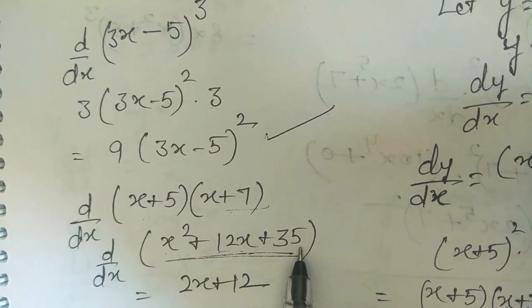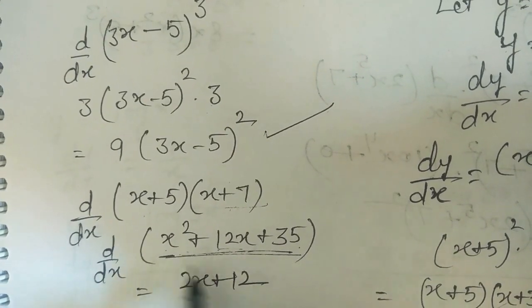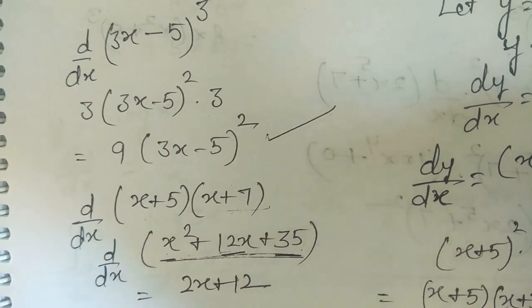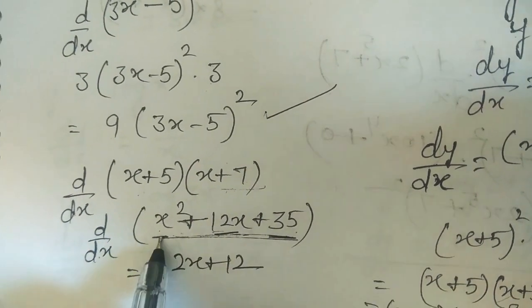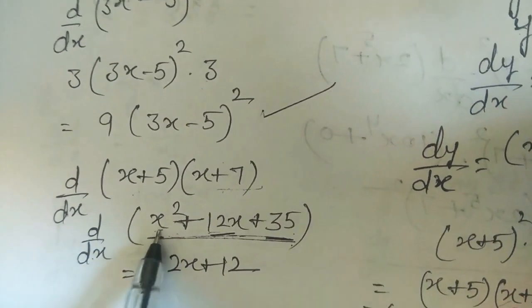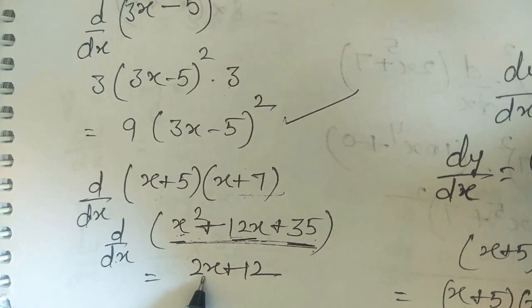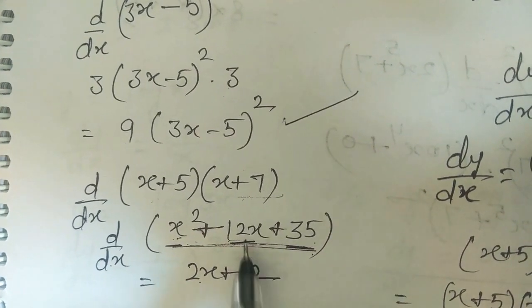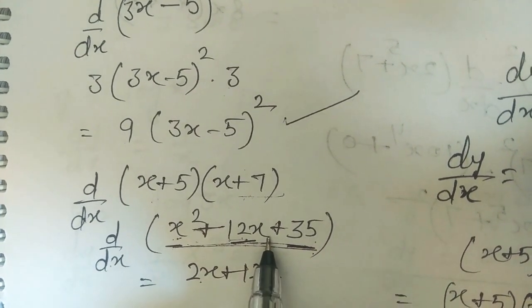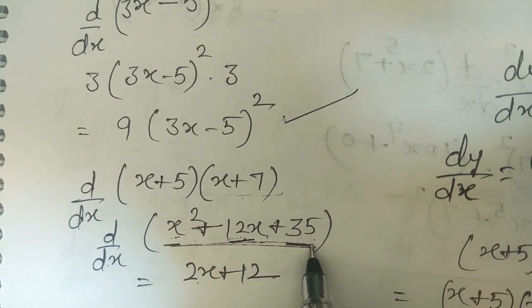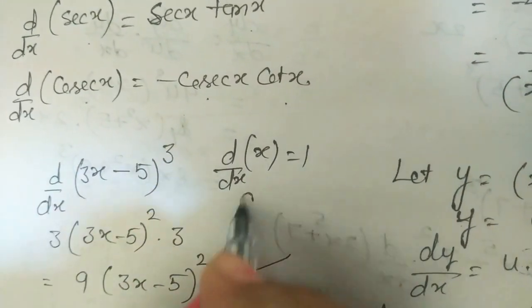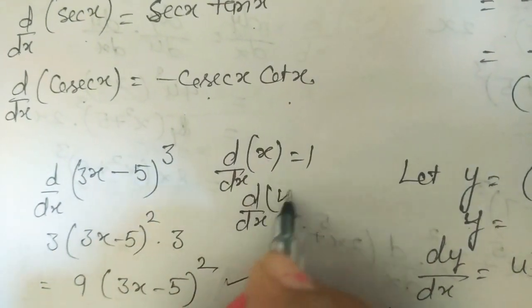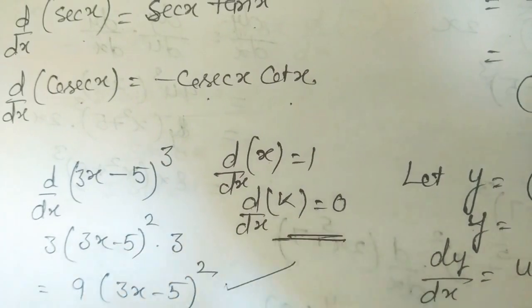And what is the derivative of this? We will take the derivative of this plus this plus this. Okay. So if we take the derivative, the plus sign is here, we will take the derivative of all terms. What is the derivative of x square? 2x. What is the derivative of 12x? 12 into the derivative of x, which is 1, and the derivative of 35 is 0. Because we know that the derivative of x is 1 and the derivative of any constant is always 0.